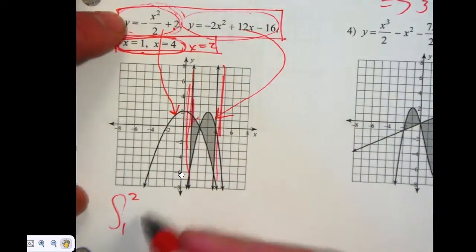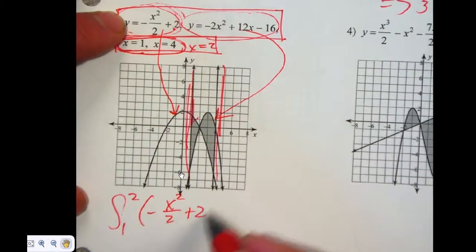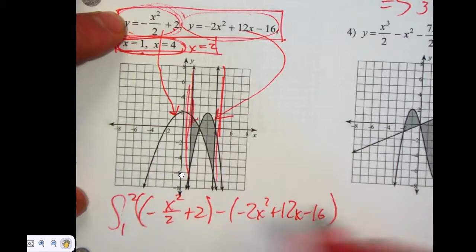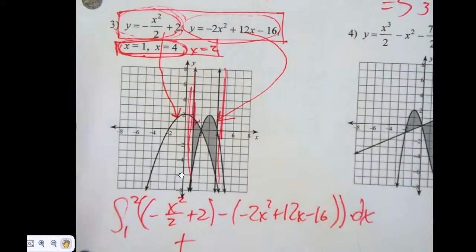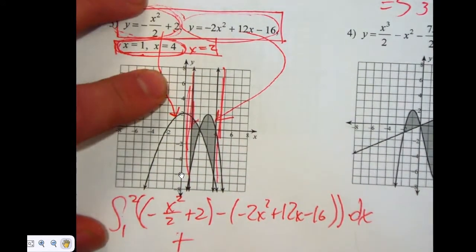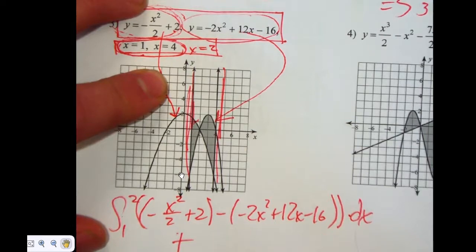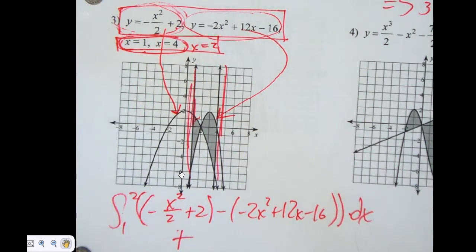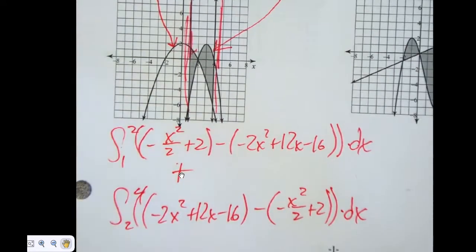So from 1 to 2, negative x squared over 2 plus 2 minus the other equation. There's the x. And that whole thing is going to be a little tiny piece. Plus, then you go from 2 to 4. And basically you're just flipping around because the top and bottom traded places. And then your job is to type them in, add them up, get the answers.